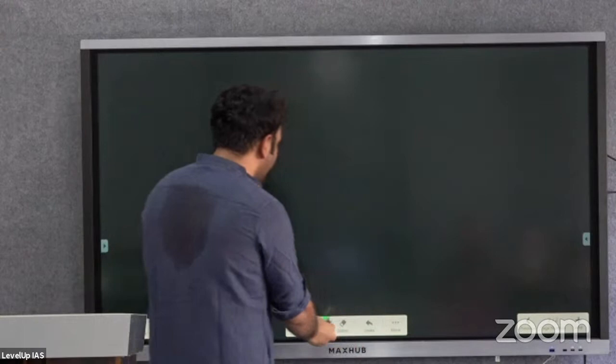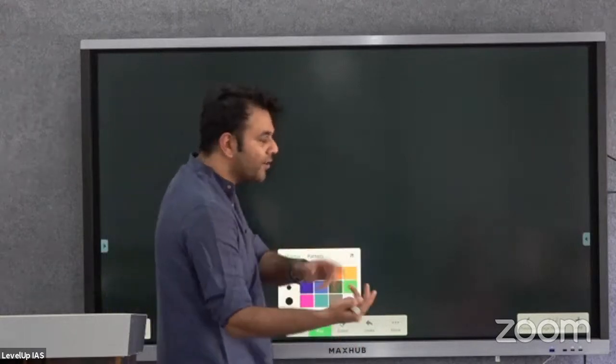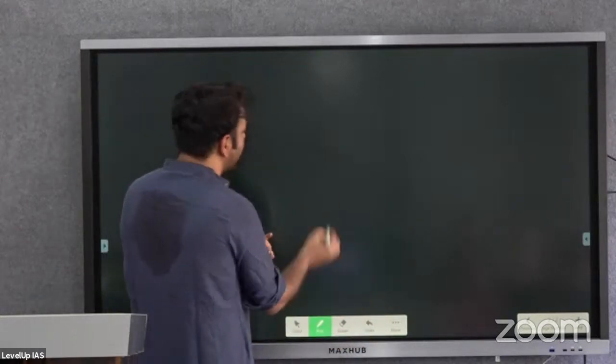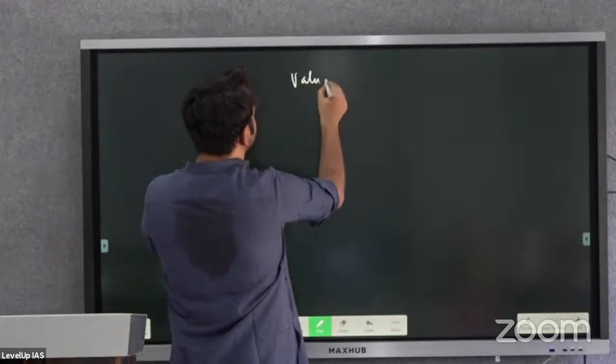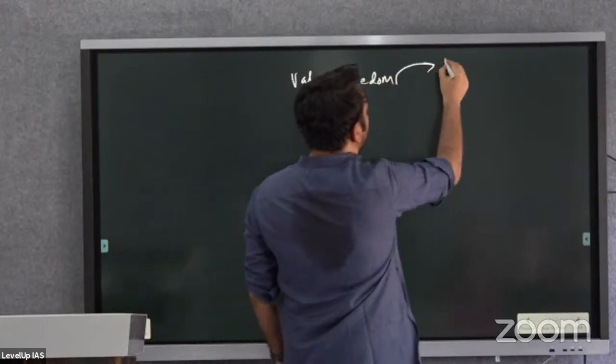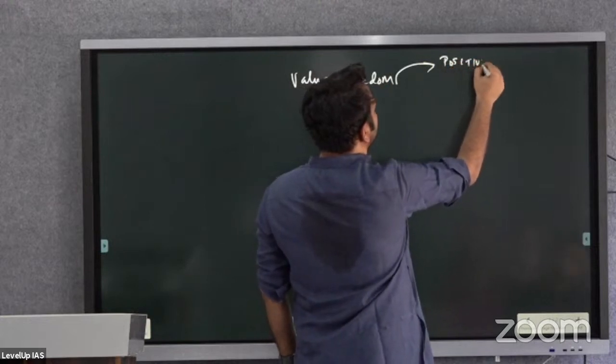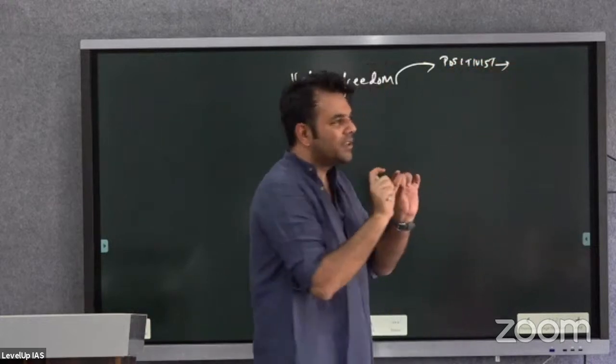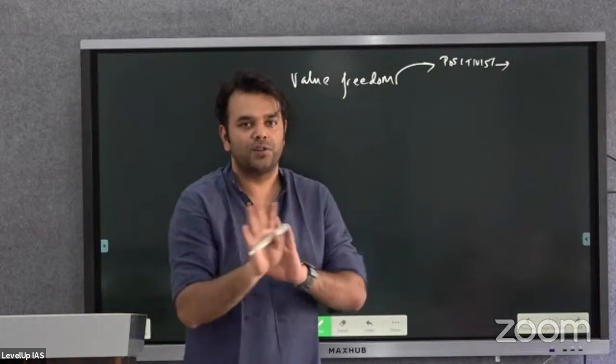What is the meaning of value freedom to positivists and to Max Weber? Value freedom for a positivist means both researched and researcher should have no value.